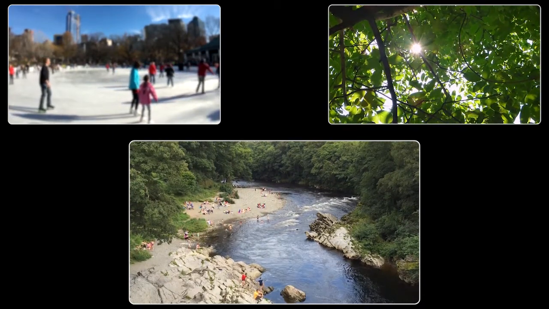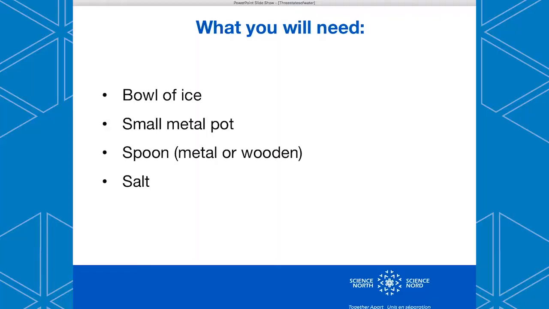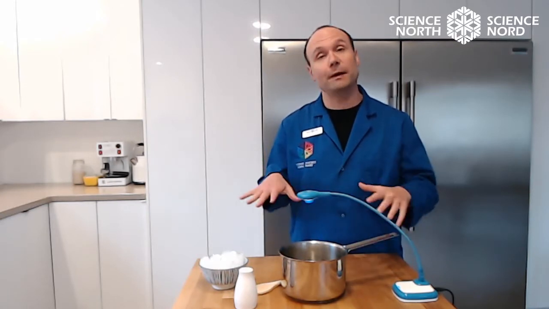All right, so for our experiment, we're going to need certain materials. What you will need is a bowl of ice, a small metal pot, the smaller the better, a spoon, which could be metal or wooden, it doesn't really matter, and some salt. Before you start this experiment, just ask the permission of an adult to do it because it gets kind of messy, and that's why we're doing this experiment here in my kitchen.